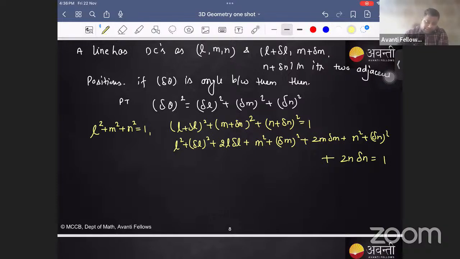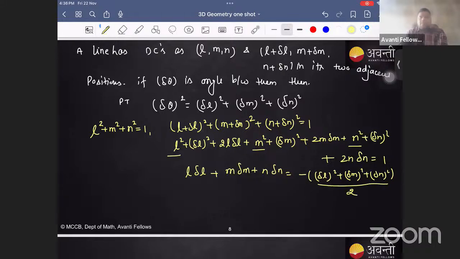All right. Now L square plus M square plus N square is already given to me as 1. From the earlier concept, L delta L plus M delta M plus N delta N is going to be negative of delta L square plus delta M square plus delta N square, whole divided by 2.